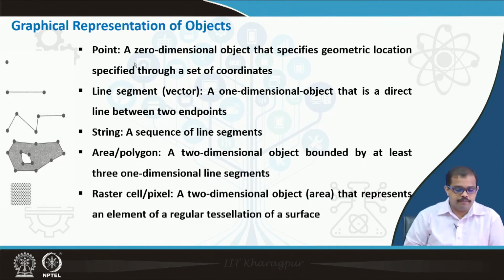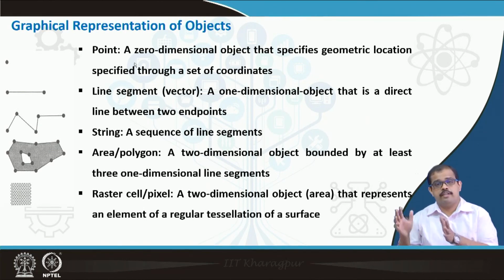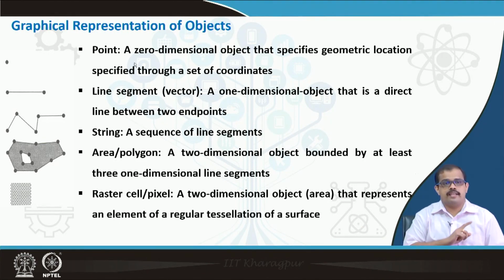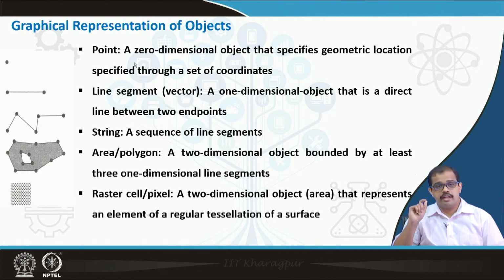So when we look at the graphical representation of a point, I am trying to revise what I spoke in the last few slides. Points are 0-dimensional objects that give you a specific geometric location through a set of coordinates. Then line segments are 1-dimensional objects, a direct line between 2 endpoints, 2 points that are connecting. Then you have a string, a sequence of line segments, which can also be a representation of your route. A polygon is a 2-dimensional object bounded by at least 3 line segments.